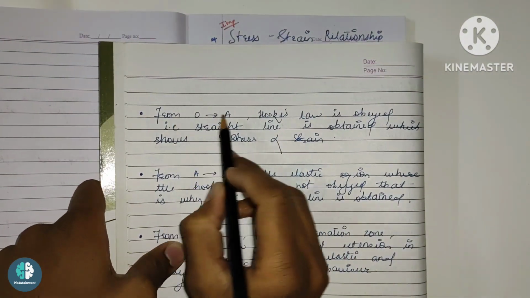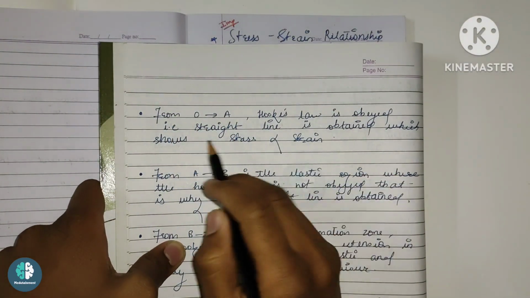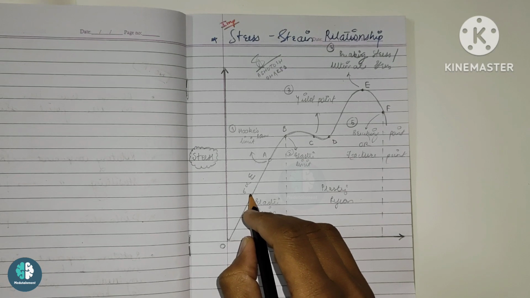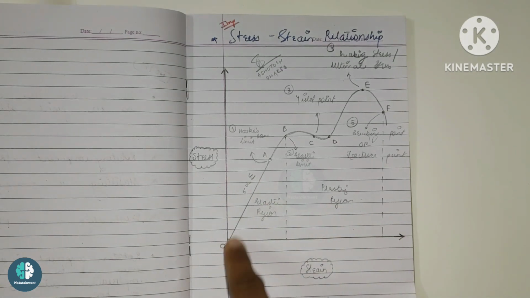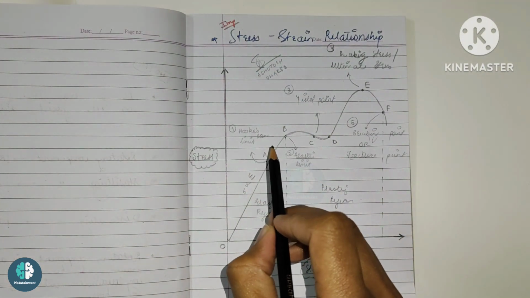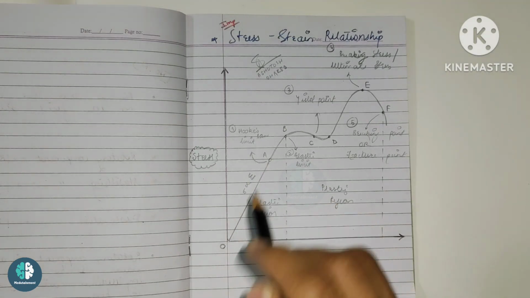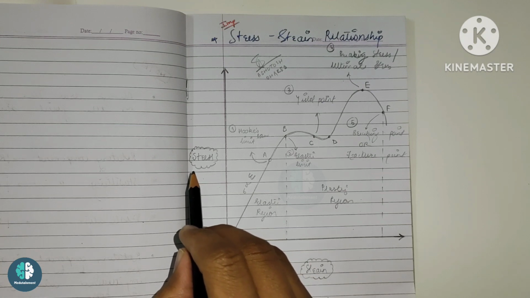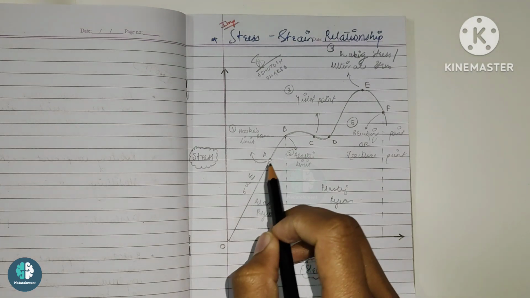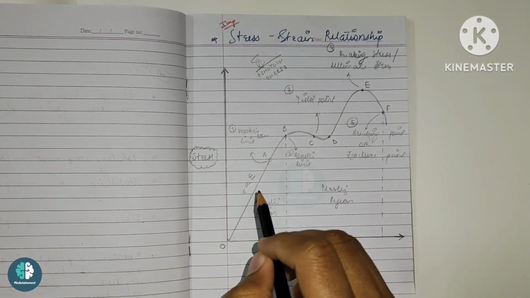Here it is written that from O to A Hooke's law is obeyed, that is to say a straight line is obtained, which shows stress is directly proportional to strain. We have written in short form that stress is directly proportional to strain. So from O to A we have this straight line signifying the direct proportionality of stress with strain. Here we have marked the point A as the Hooke's law limit, meaning till this point Hooke's law is being obeyed.